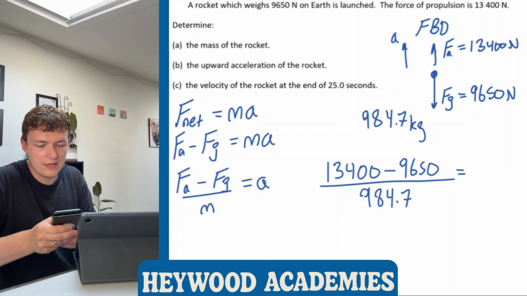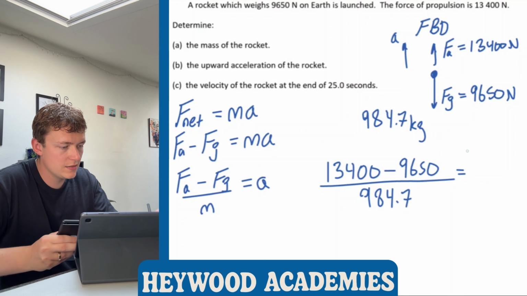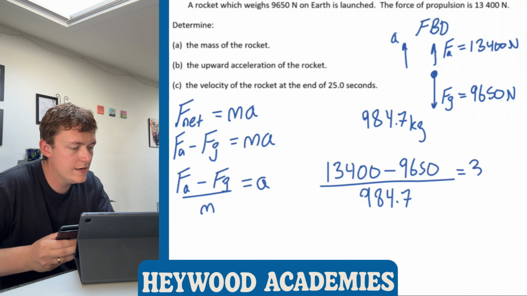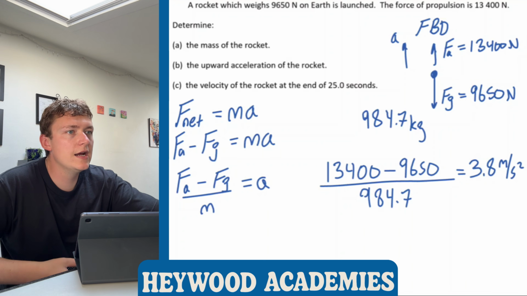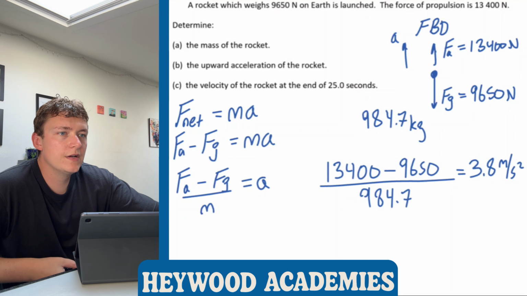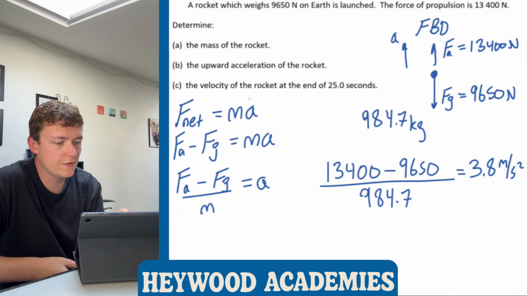Nope, made a mistake there. I got a negative number, which doesn't make sense. I got a positive number now, so that looks better. 3.8 meters per second squared. Let's check our answers here, make sure we're doing this right. Yeah, looks good so far.